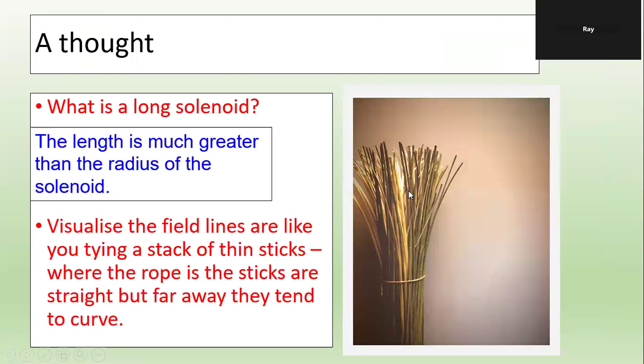Right, that's what happens now. Same as a bundle of sticks, right, where you tie it up, they are straight. At the end there, they tend to branch out, right, to space out into more area.